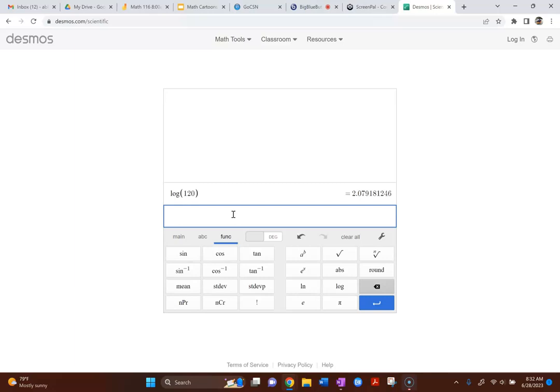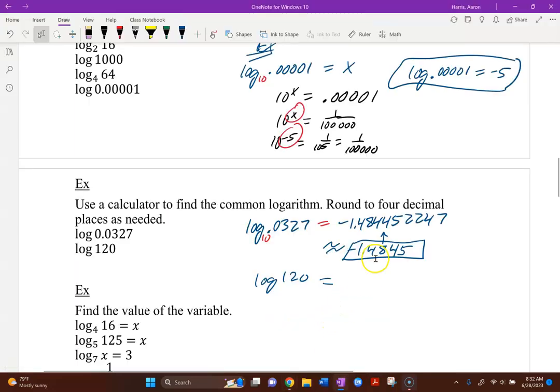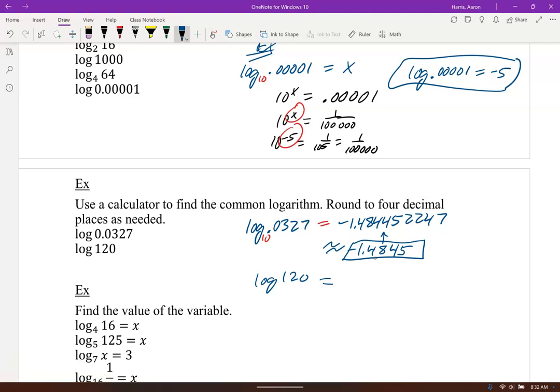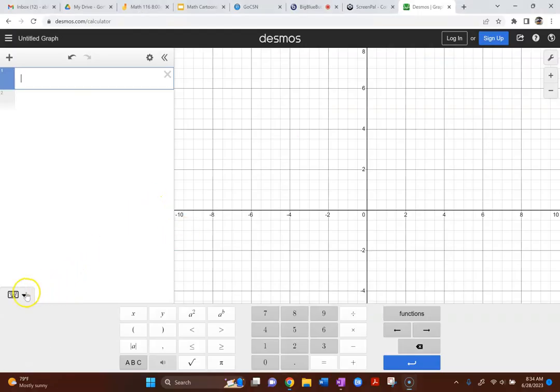Looks like we get 2.079181246. Punch that in. Round that to 4 decimal places, so right there where the 1 is. The digit to the right is an 8, so it'll bump it up: 2.0792 approximately, right? 2.0792.